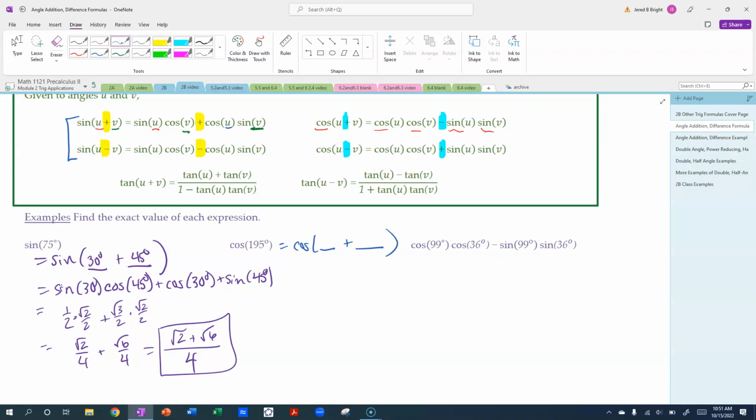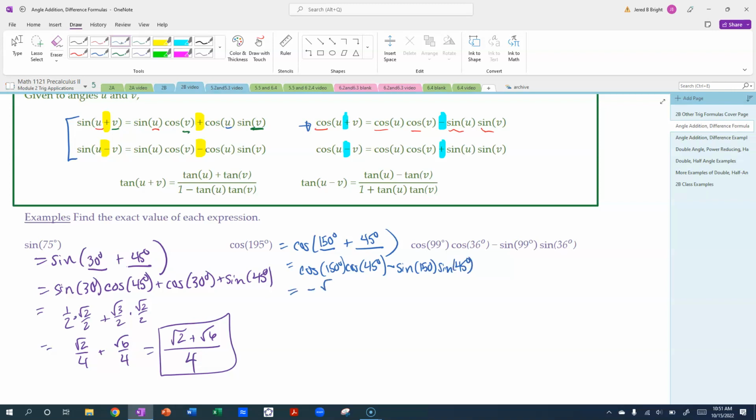Okay, so I think I would do it as 150 degrees and 45 degrees. And so then now I just have to use the correct formula. So cosine, and then I have a plus in the middle, so that's going to be this formula, right? So it'd be cosine 150, cosine 45, minus sine 150, sine 45. Okay, go ahead and evaluate.